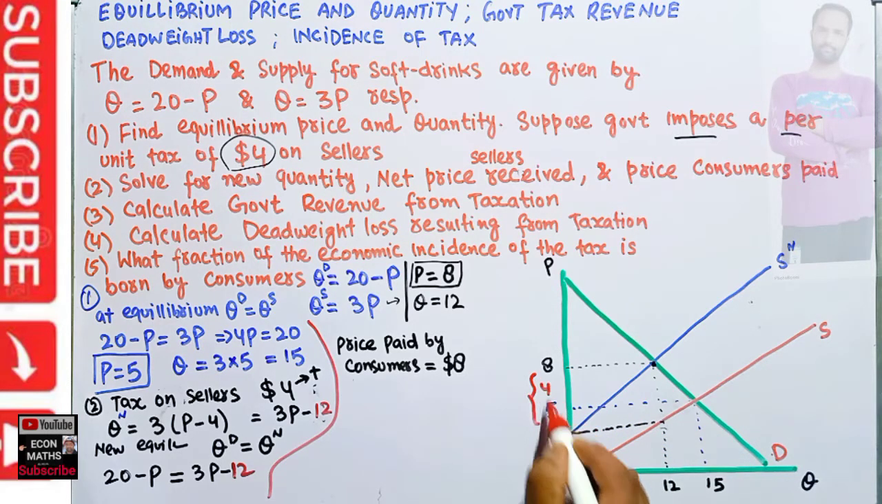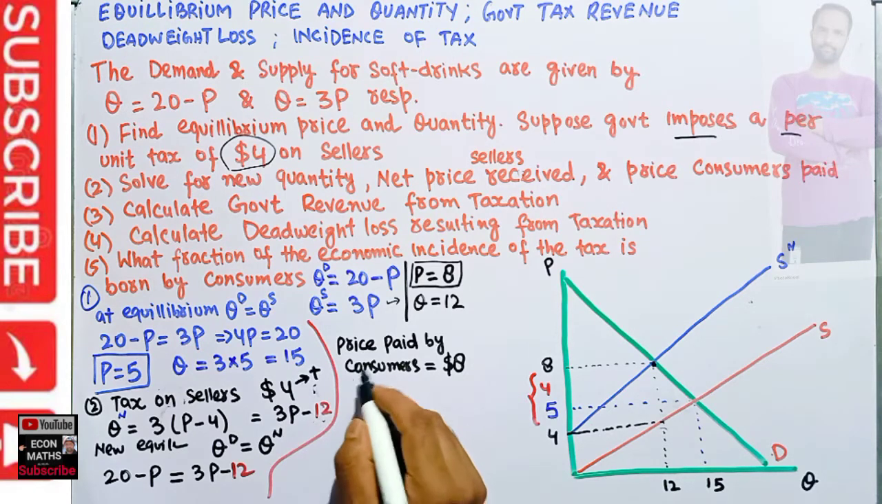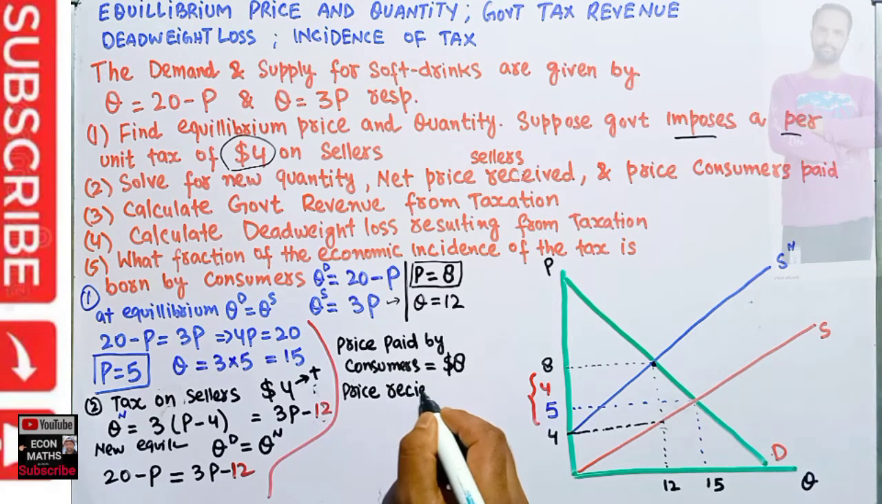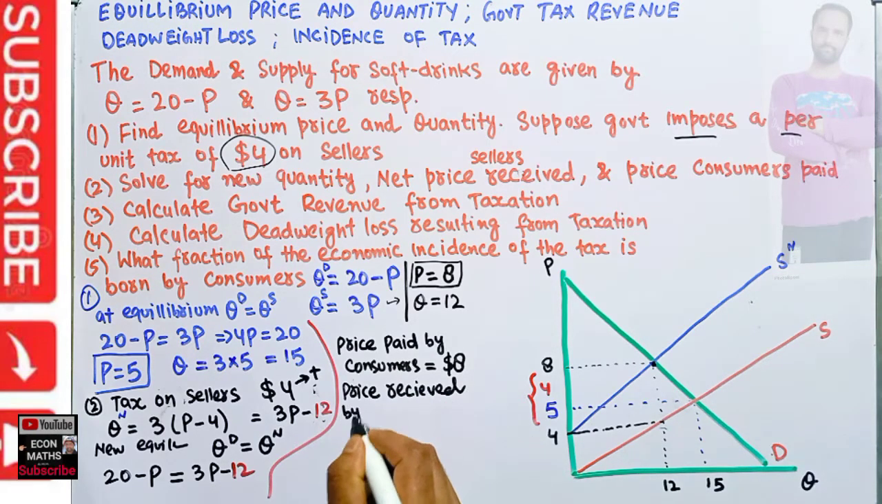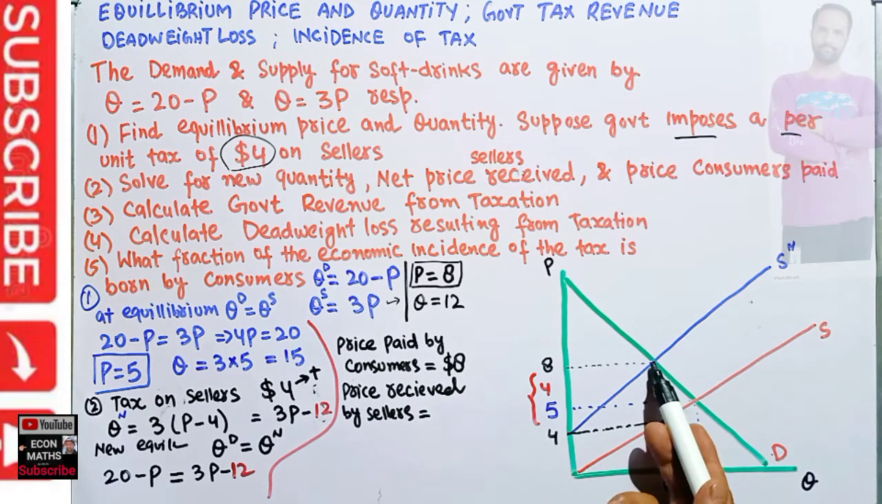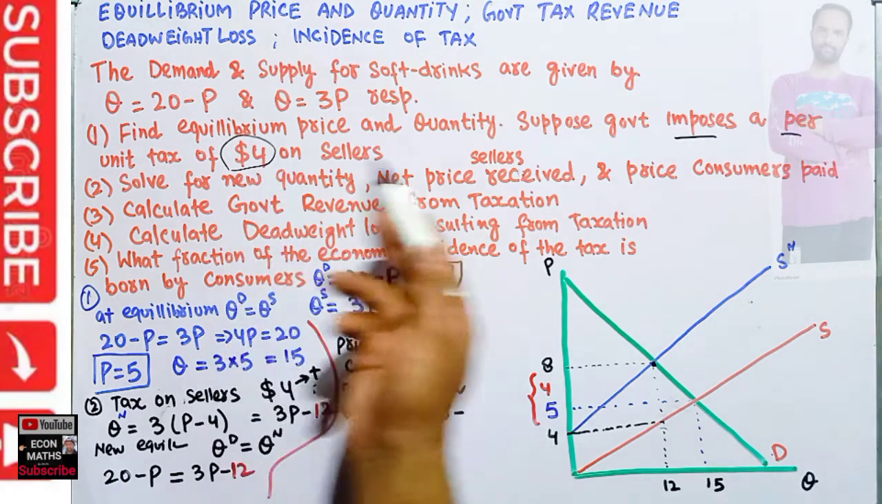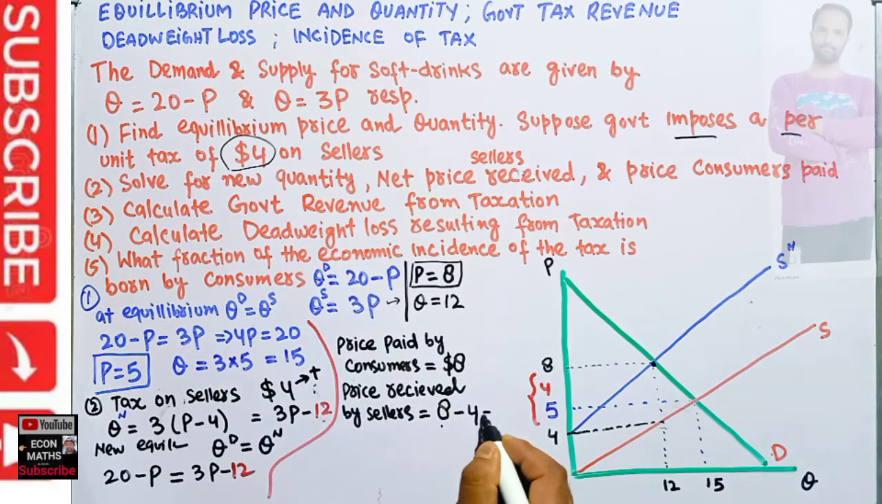That means the price received by sellers will be equal to the new price, which is 8, minus the tax. As I told you, the new price will become P minus the tax. So this is the new price minus the per unit tax, which we were told is $4. So let us write it here, 4. That means sellers will receive a price of $4 at this point.